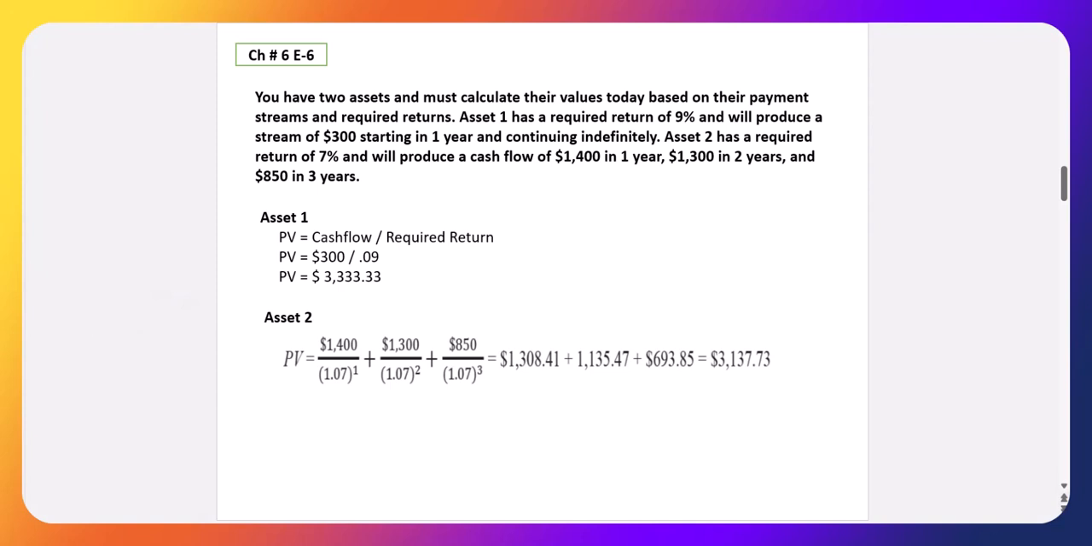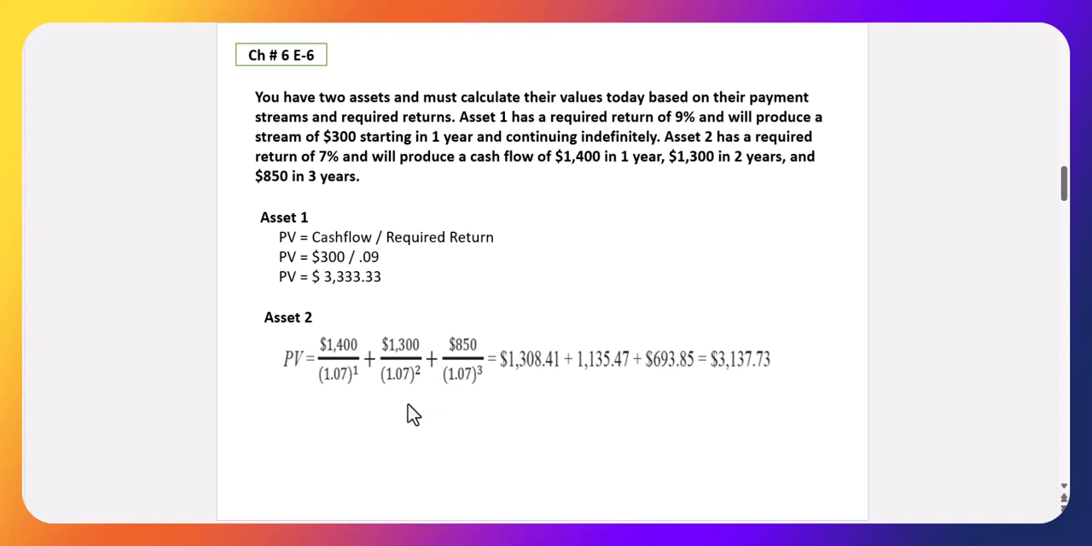In Asset 2, we're trying to calculate the present value of three different types of cash flows. The present value of $1,400 is calculated by the future value of 1,400 divided by 1.07, which is the required rate of return for 1 year.